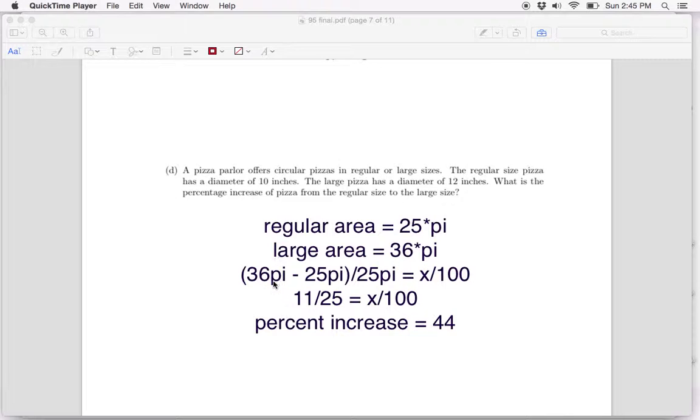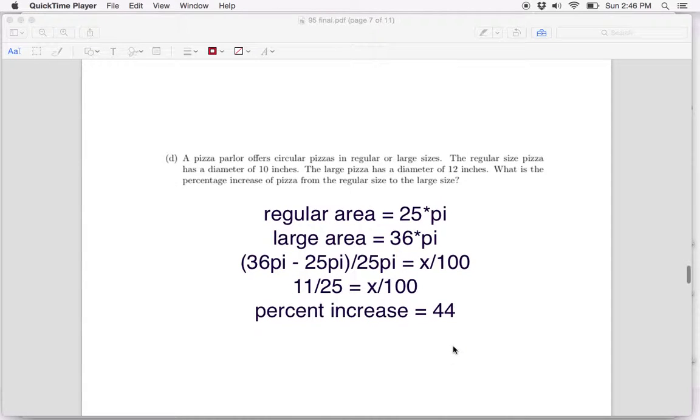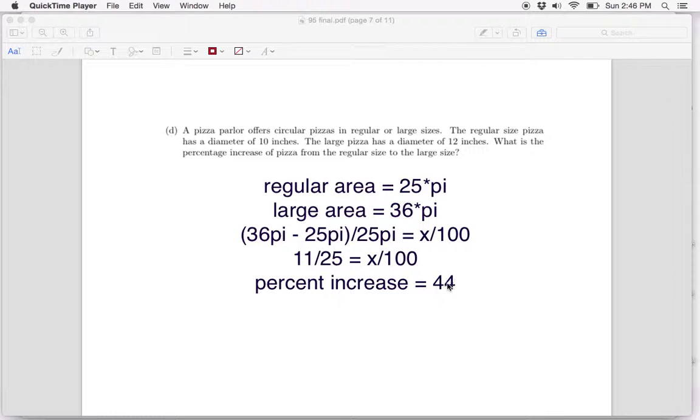So I'm looking for the increase, so I'm looking for the difference divided by the original. So 36 pi minus 25 pi divided by the 25 pi equals what percent? That's what I'm trying to figure out. Well, that's 11 pi over 25 pi, or 11 over 25, and that equals x over 100. Now you could notice that 25 times 4 gets us to 100, so I could say 11 times 4 gets me to 44. Or you could go through the process of multiplying both sides by 100 and then going from there. So this would be 44%.